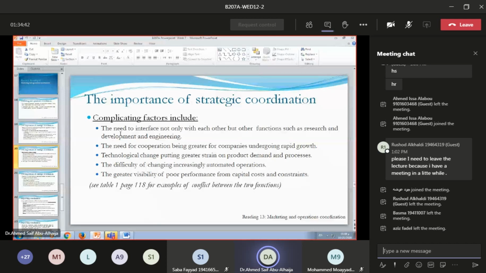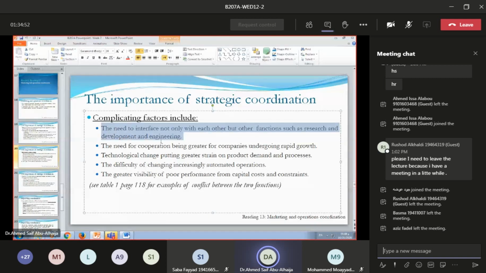Example, the need to interface not only with each other, but other functions such as research and development and engineering. So do we need coordination and communication between marketing and operation? Yes. Only this kind of communication? No. We need also communication with other business functions, with the whole company's departments, again, to have synergy in order to achieve our goals consistently without repetition.